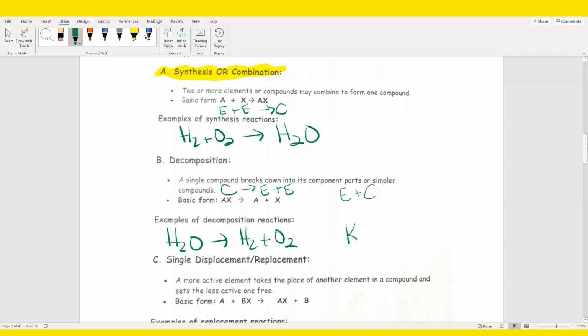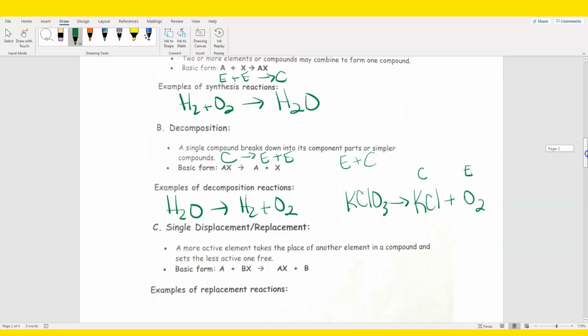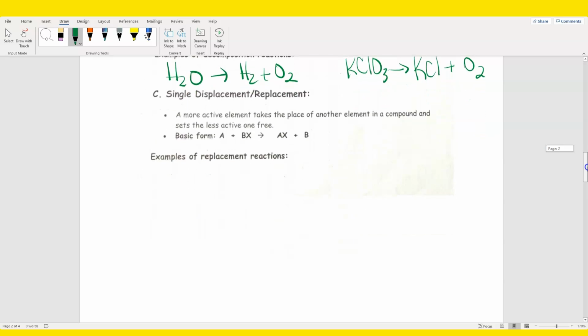If I give you potassium chlorate, that's a typical example of a decomposition reaction. This is when you're going to have potassium chloride breaking away from oxygen. So you have a compound right here, which is KCl, plus your element, which is oxygen. Okay? So let's go ahead and move on to this third example.